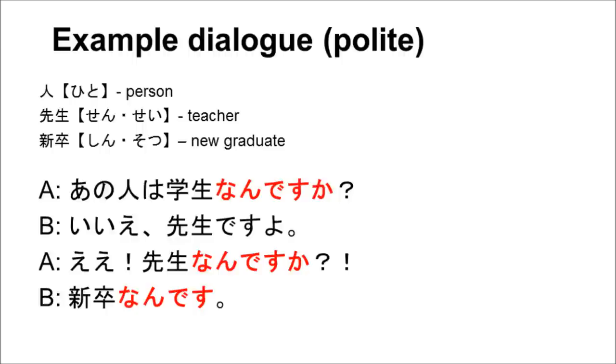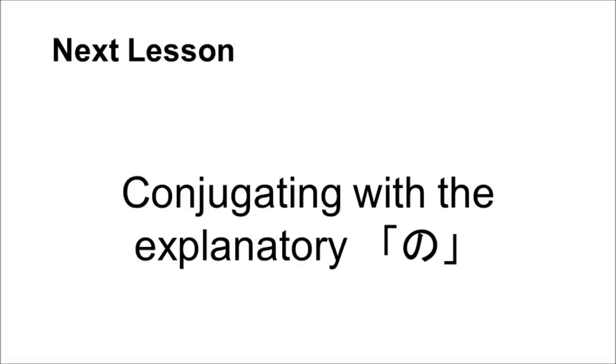Here's the same dialogue again, but in polite form. あの人は学生なんですか? いいえ、先生ですよ. え、先生なんですか? 新卒なんです. In this lesson, we learn how to implicitly ask for and provide explanations using the explanatory no.